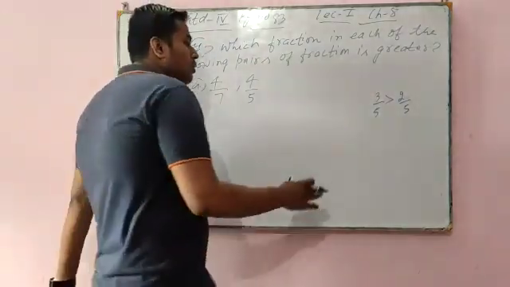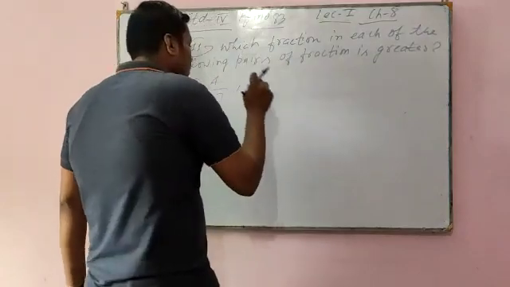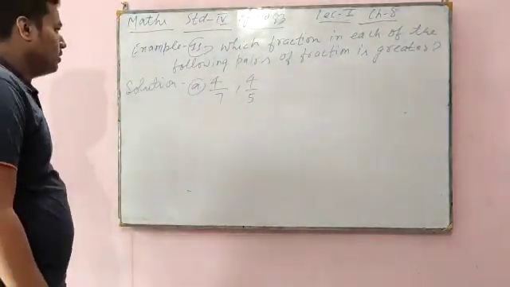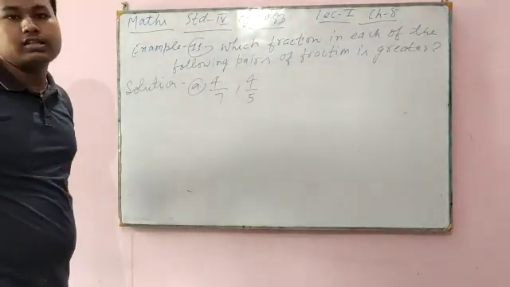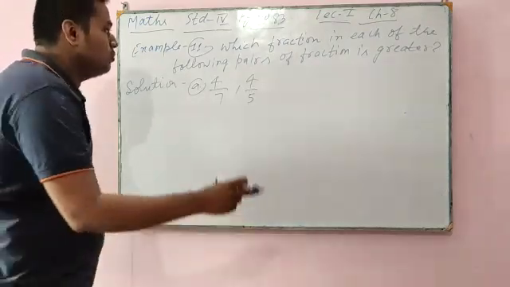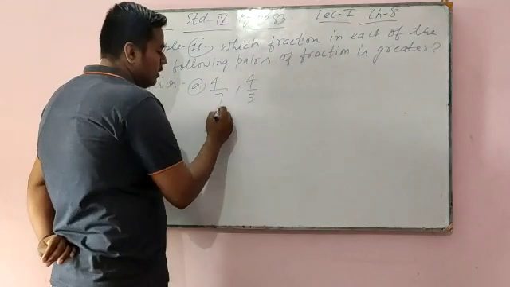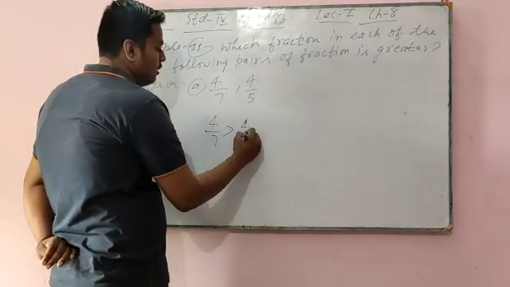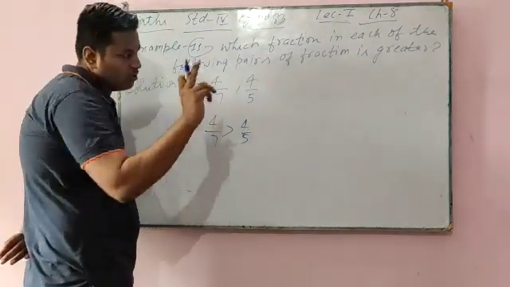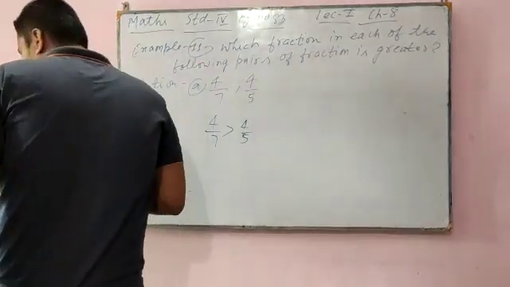But when you come to example number 11, here the numerator is same. You will think that the numerator is same, then we will compare the denominator, and you will see that 4 by 7 is greater than 4 by 5. You will think this according to that question, but no, this is wrong.